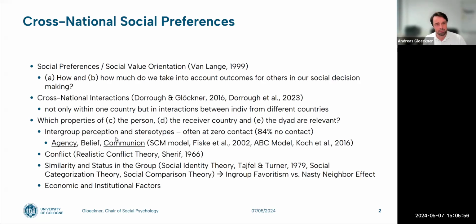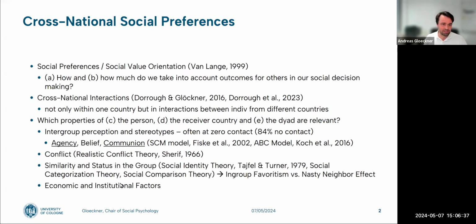And what we take into account here, and I will discuss it a bit later, is the three-factor model of stereotypes, the ABC model. It's a bit of an extension of the classic stereotype content model. So basically, agency is how rich or how strong a country is. Belief is a measure of how conservative or liberal a country is, and communion is basically a warmth factor, how trustworthy, how warm another country is. And it's all about stereotypes, all about expectations. So it's not about how this country really is, but how other countries think this country is.